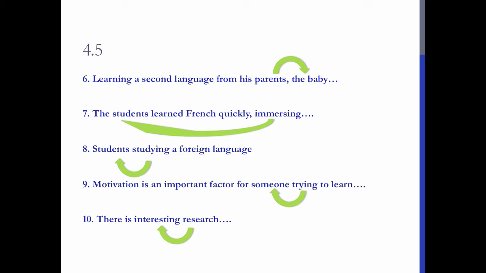Number 9, motivation is an important factor for someone. So trying to learn a second language is telling us about what kind of person, which someone, for someone trying to learn. There's an interesting research question. So interesting is the participle and interesting is modifying research.